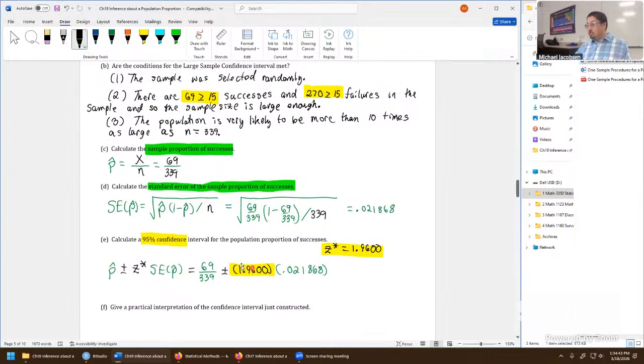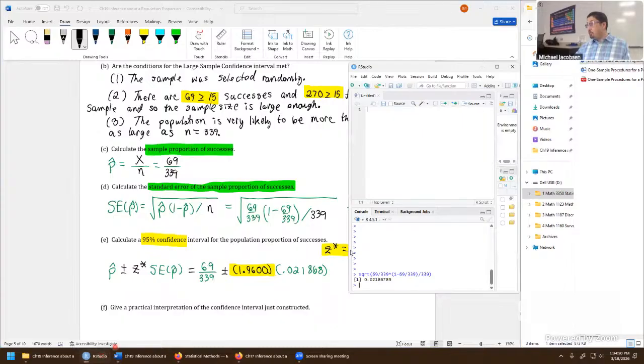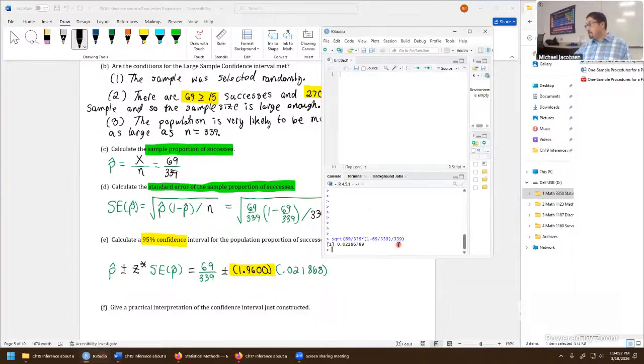Well, next thing we're going to do is just compute the lower bound and the upper bound. This is going to put the parameter in the middle. And here's what the next step will look like. Take 69 over 339, the statistic. I'll start with the lower bound, so minus 1.9600 times 0.021868. So that's our lower bound.